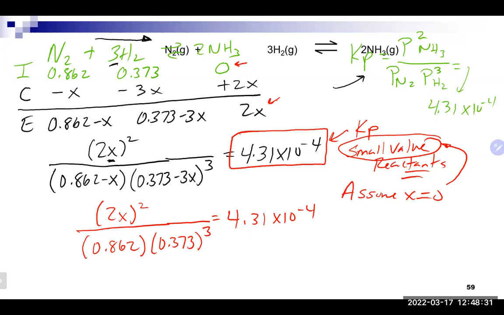Any questions? Okay. That was our day of fun with ice tables.